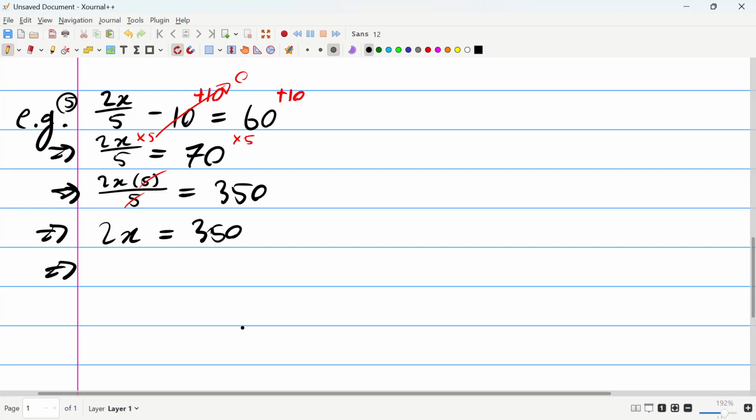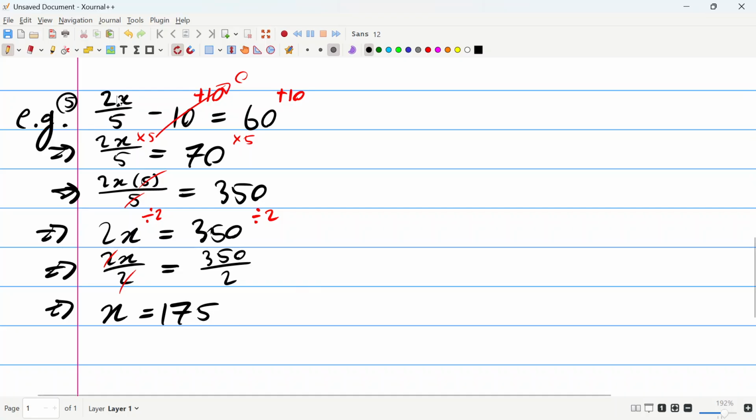And then here, we have 2x is equal to 350. In order to get rid of the multiplication, we need to divide both sides. So we're going to divide both sides by 2, so that we can get rid of the 2 multiplied by. Okay. So which means we're going to have 2x divided by 2, because of the divided by 2 here, which is equal to 350 divided by 2. So the 2's are going to cancel. Then we have x, and then 350 divided by 2 should give you 175.